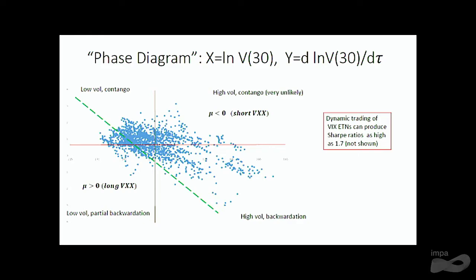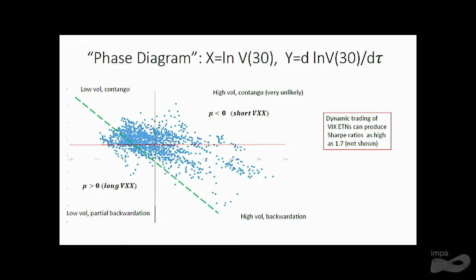But you know, the point is that perhaps if vol is very, very low, like VIX at 9 or 8, that's not the right time to make a big trade, because then mu might go up by mean reversion. But most of these dots are actually realized. So most of the time you're living here. And dynamic trading can provide Sharpe ratios as big as 1.7. You can check that on your own.